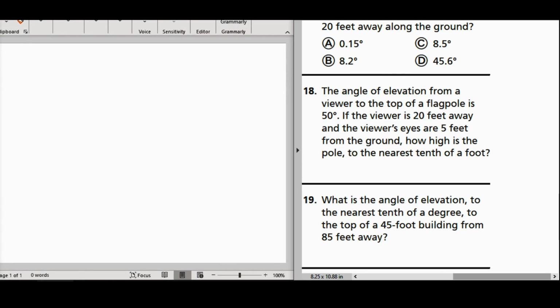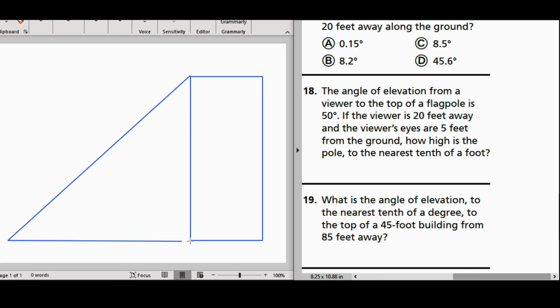All right, this time we've got: what is the angle of elevation, to the nearest tenth of a degree, to the top of a 45-foot tall building from 85 feet away. So here's our building. Find my straight line tool. We want to know what is the angle of elevation to this building, so I'm just going to draw and set it up that way. Now we know this building is 45 feet tall. And we're 85 feet away.